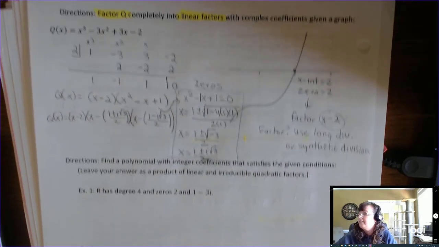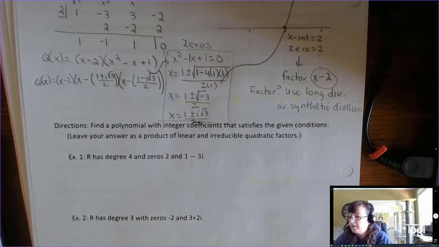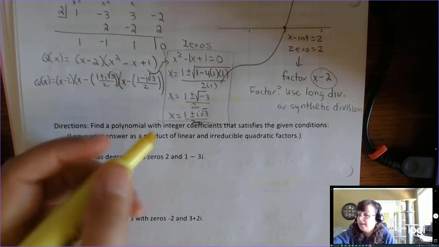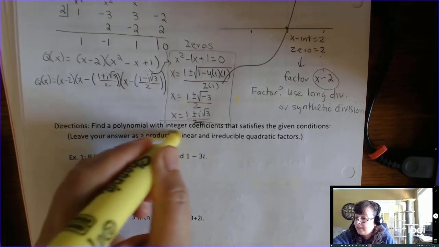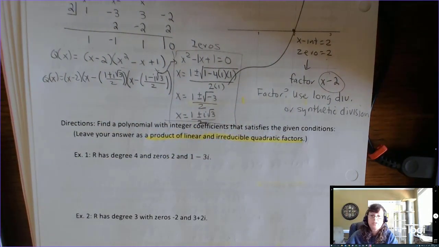Alright, now the last thing is, can you find a polynomial with integer coefficients that satisfies the given condition? Leave your answer as a product of linear and irreducible quadratic factors. So many people fail to read those directions sometimes and then go farther than they need to go. Okay, so example 1 says R has degree 4 and zeros 2 and 1 minus 3i.